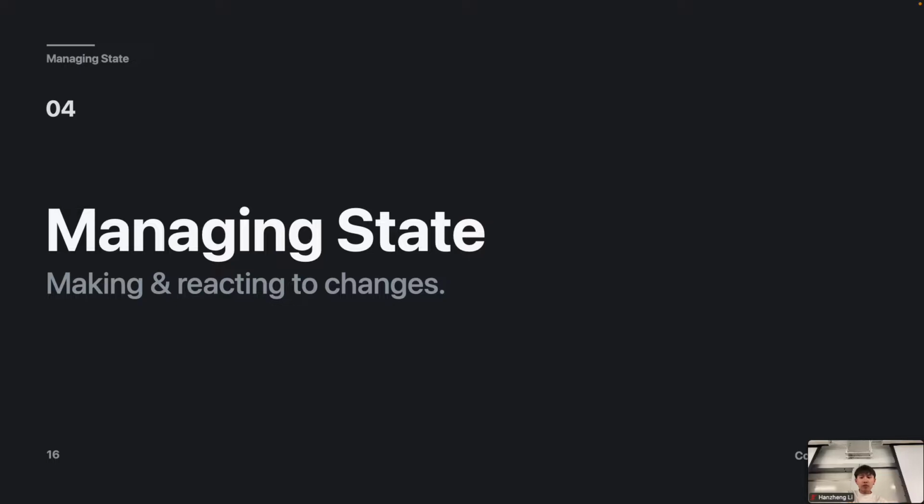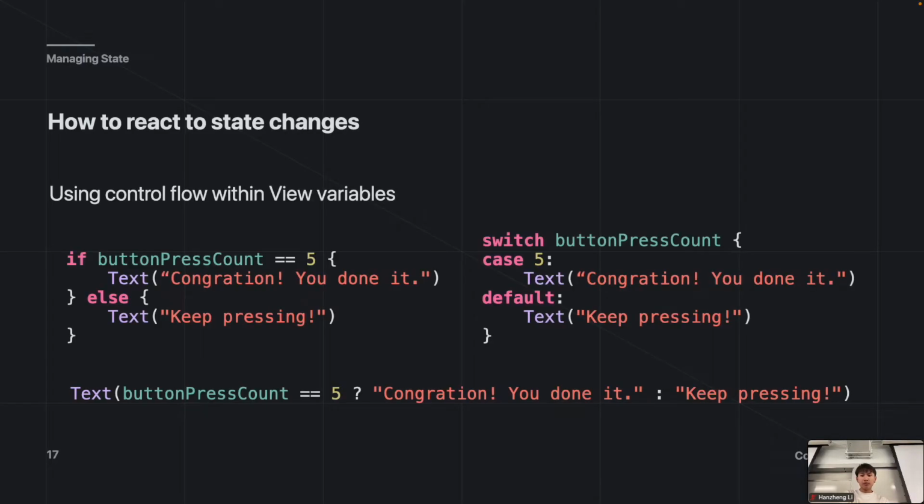Cool. So next we're going to talk about managing state, right? How do we modify the state and also react to the changes that we've made? So let's say you have a state variable called button press count, and you want a piece of text on the screen to change when you've pressed the button 5 times, right? Any other number of button presses just tells you to keep pressing, right?